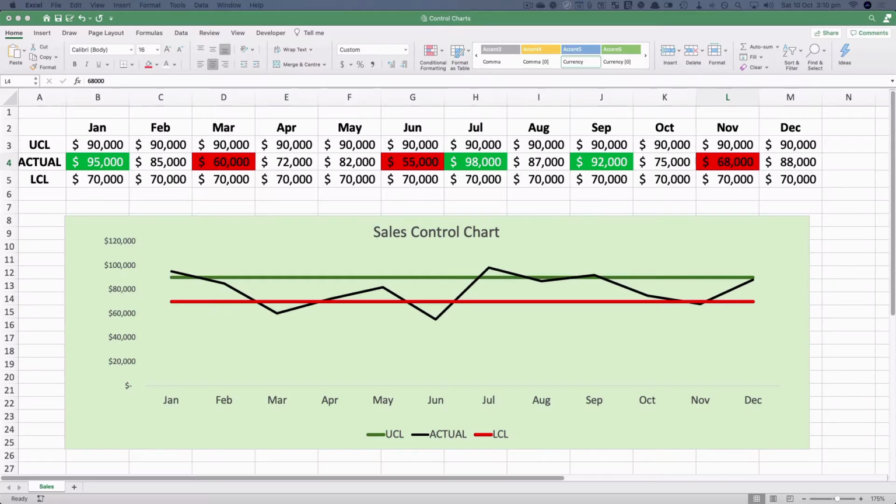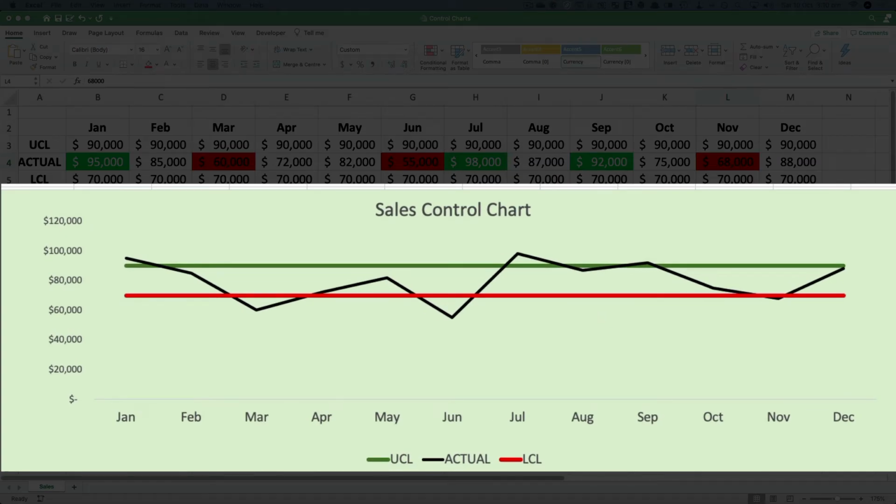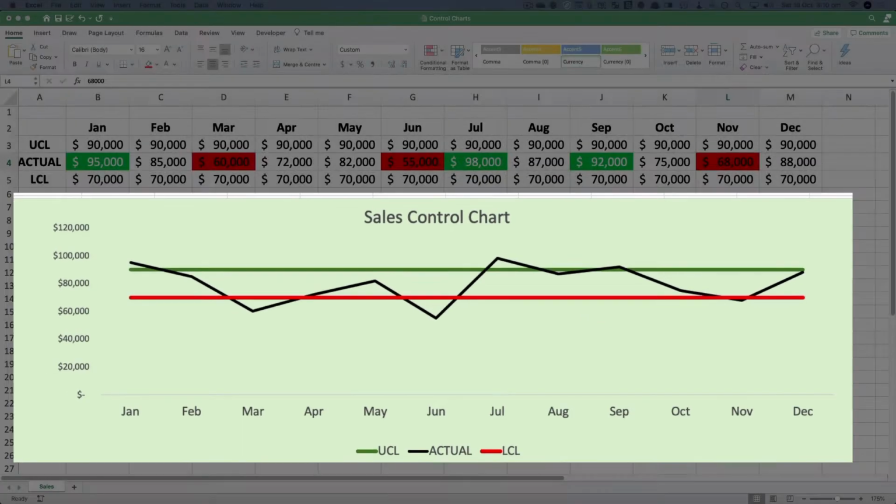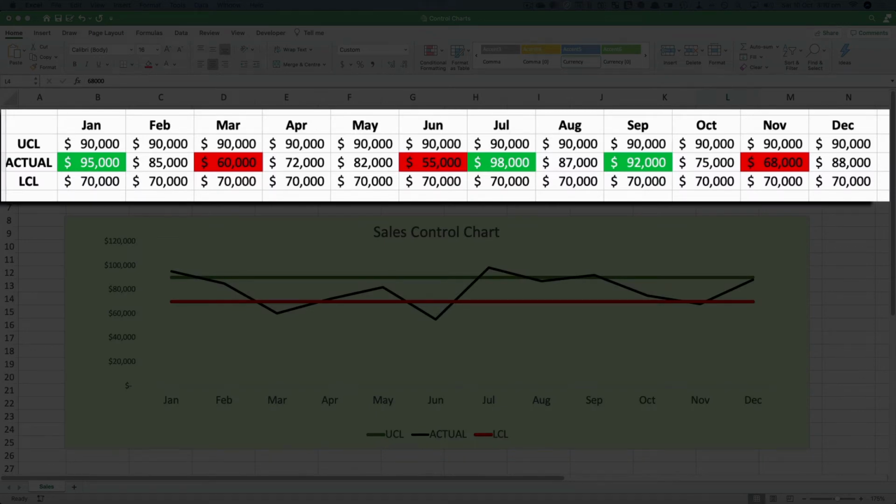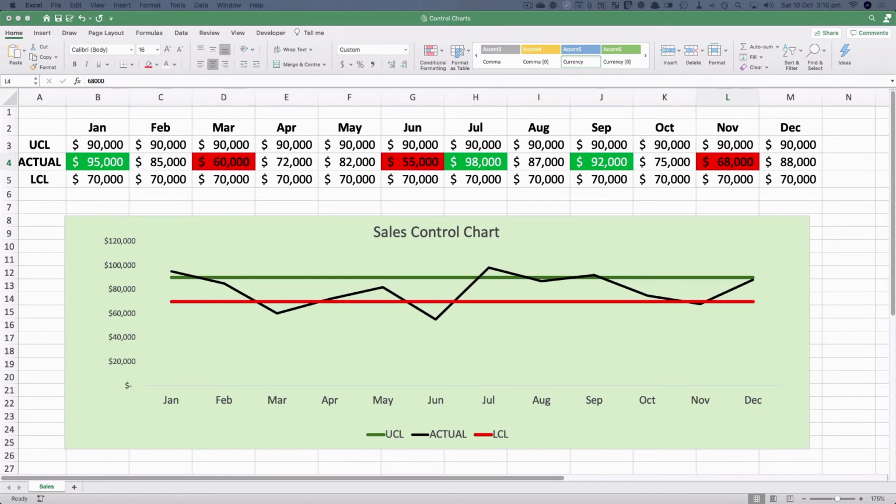Okay, now we've inserted our actual numbers, which is reflected here in the black line. So you can see here that for three areas in January, July and September, 95,000, 98,000 and 92,000, we exceeded the upper control limit, which is great. Now, we don't leave it at that. We need to look at the upper control limit, those three areas, to see what went on, what can we replicate, because that's what we want to do on a regular basis.